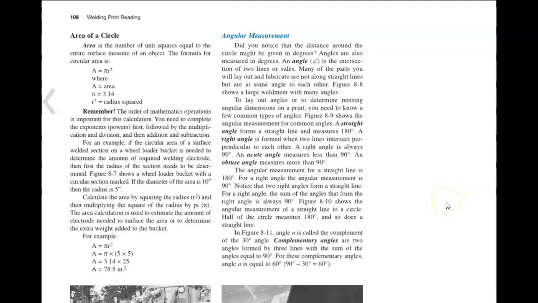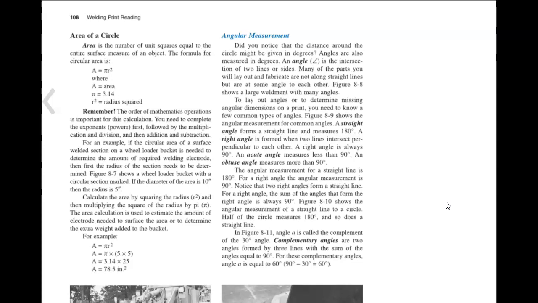The angular measurement for a straight line is 180 degrees. For a right angle, the angular measurement is 90 degrees. Notice that the two right angles form a straight line. For the right angle, the sum of the angles that form the right angle is always 90 degrees.